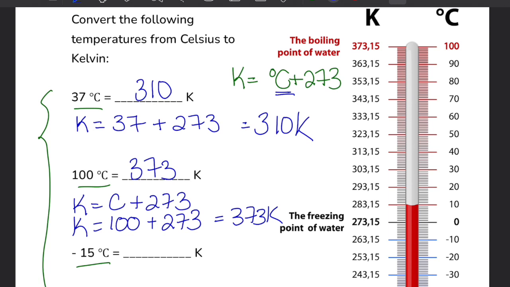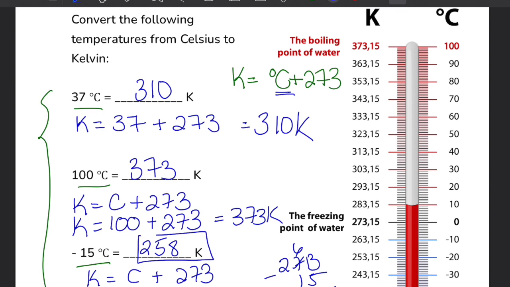Now, last question. We have a negative temperature, but that's okay. We treat this the exact same way. And again, you are more than welcome to use your calculators if you're not comfortable with negatives. So negative 15 here plus 273. Please excuse me as I try to do it over here. So this will be 8, 5, and 2. So 258 Kelvin. And I'm just going to box these up so they are clear.